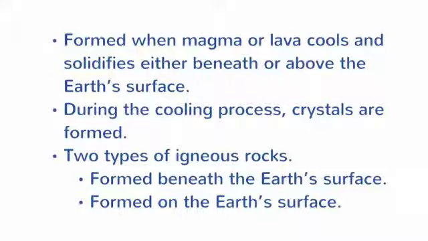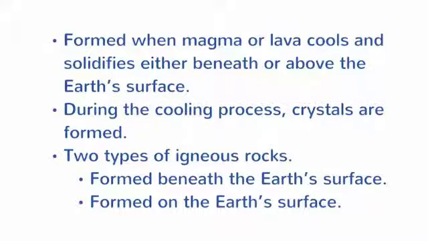Igneous rocks are formed when magma or lava cools and solidifies either beneath or above the Earth's surface. During the cooling process, crystals are formed. There are two main types of igneous rocks: those that are formed beneath the Earth's surface and those that are formed on the Earth's surface.